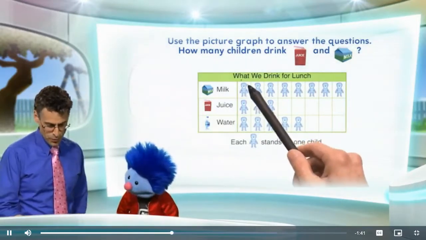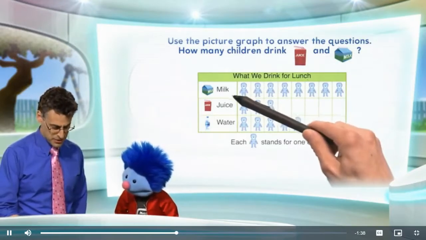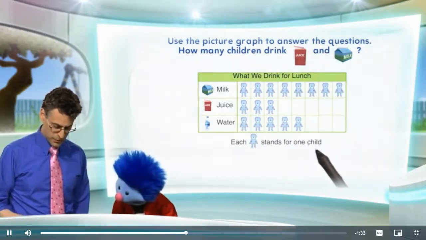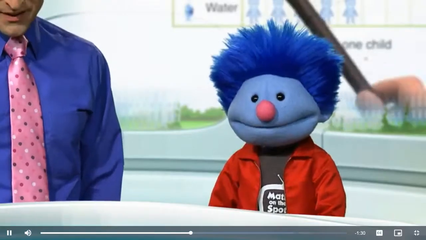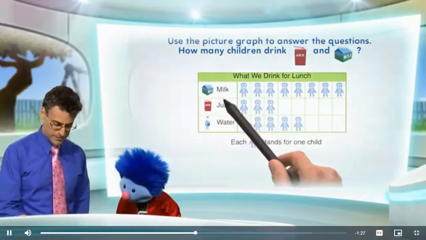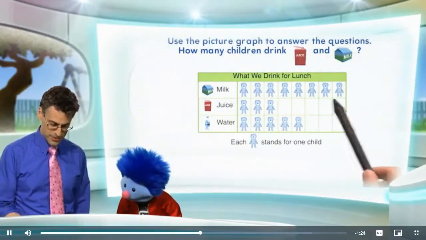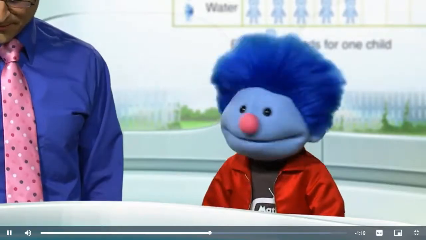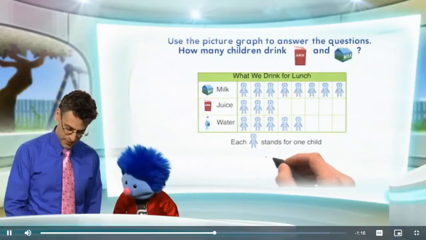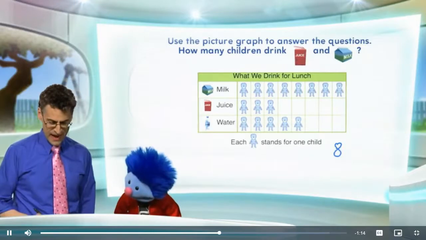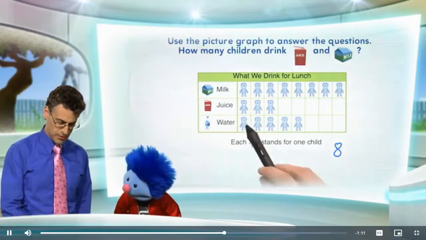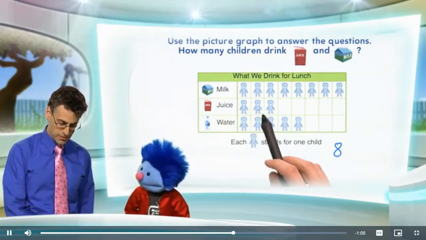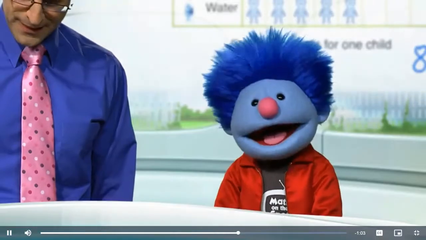This shows what we drink for lunch, and you can see the options: milk, juice, and water. And the key tells us that each little figure stands for one child. So to figure out how many drank milk, we just have to count how many children we see. 1, 2, 3, 4, 5, 6, 7, 8. A lot of people like milk. Exactly. So I'm going to write 8 right here. And then how many drank juice? Well, if I read across the juice row, we see 1, 2, 3. 3 juice drinkers.